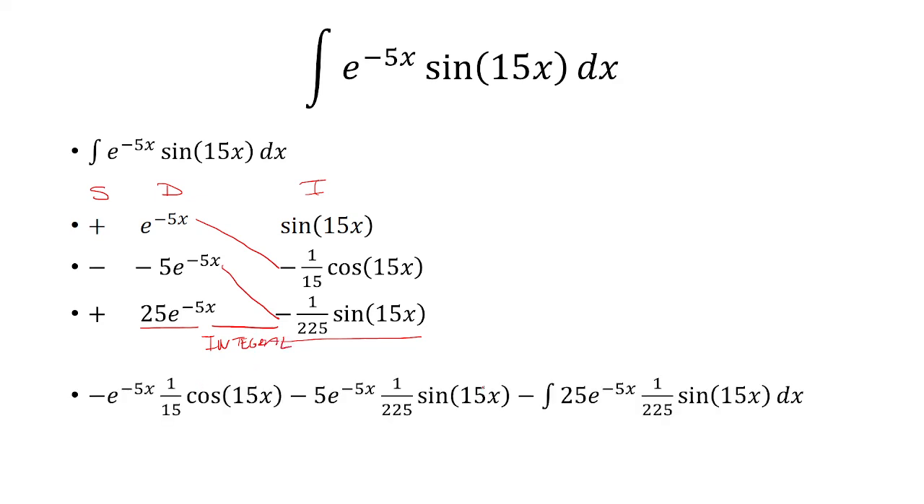Okay, so this is what we get. So keep in mind the sign. So this is like positive e to negative 5x. Think of this as like two minuses would make it a positive 5e to negative 5x. And then you multiply it by the negative 1 over 225 sine of 15x.